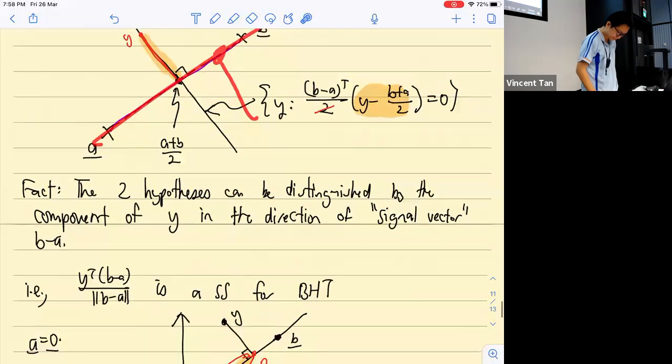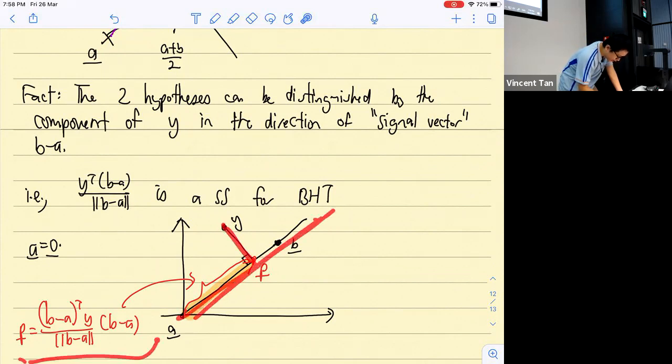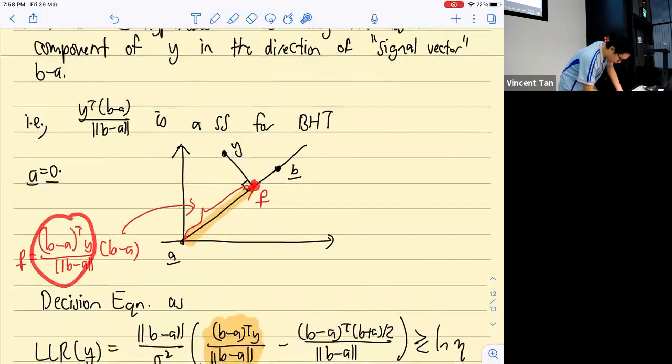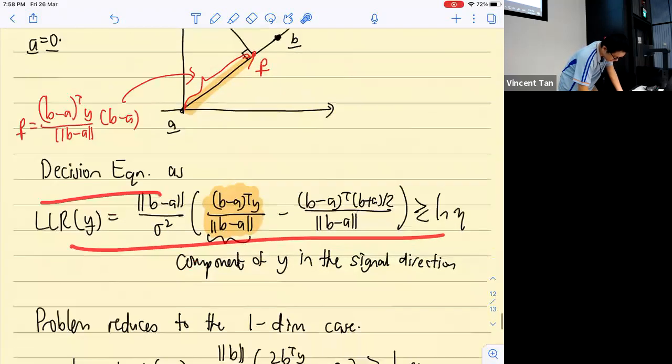Here is yet another picture, when A is equal to 0, where I can show you a little bit more about the projection. Here is Y, any particular observation is a particular vector, and you're projecting it onto this signal direction. This is the equation of this projection here. We are looking for the distance multiplied by the particular vector. So the decision equation can be written in this form here.